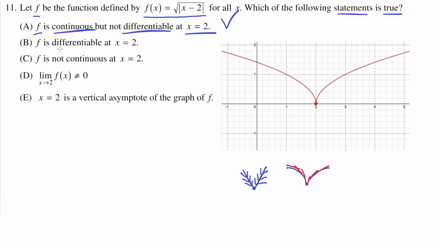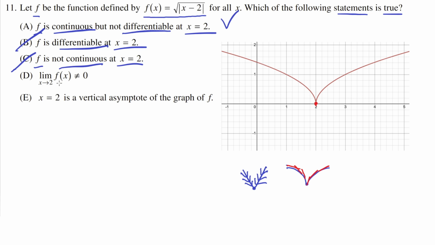B says f is differentiable at x equals 2. This is false. We have a cusp here, so we are not differentiable. C says f is not continuous at x equals 2. This is false because we are continuous. We can draw through from the left of x equals 2 to the right without lifting our pencil, meaning the limits of the graph from the left and the right-hand side are both approaching the same number. In this case, a y value of 0 at x equals 2.